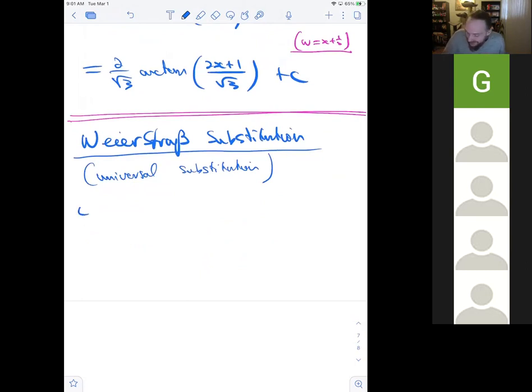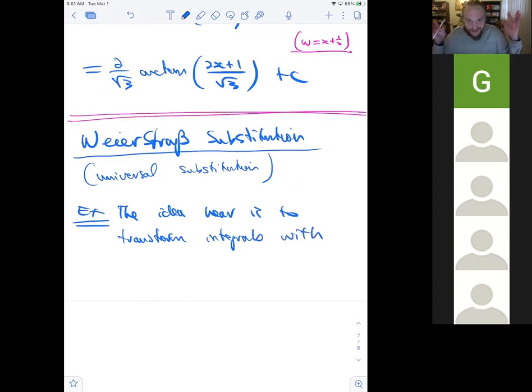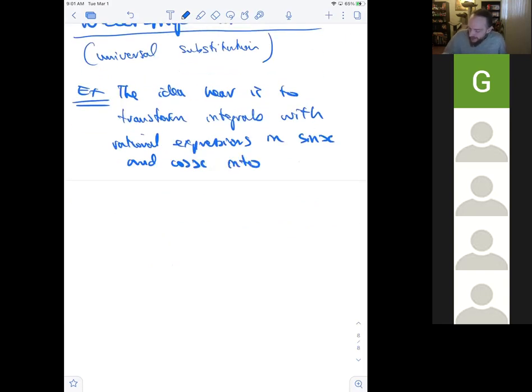So the idea is to transform integrals with rational expressions in sine x and cos x into partial fraction decomposition in a variable t. So this is the goal.